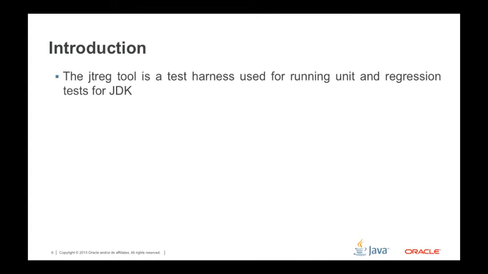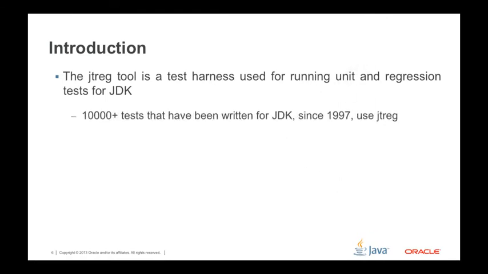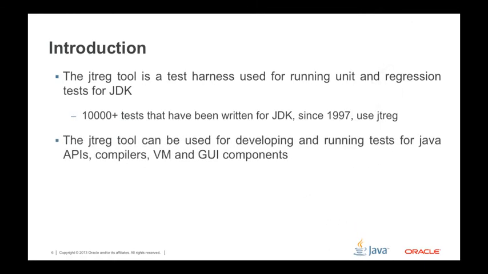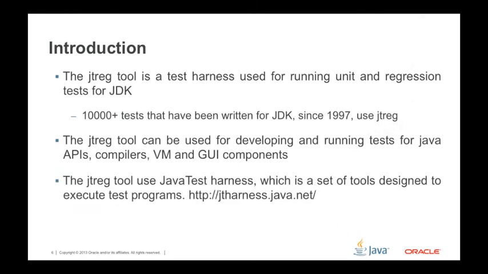The JTREG tool is a test harness used for running unit and regression tests for JDK. There are more than 10,000 test cases that have been written for JDK since 1997 that use JTREG. The JTREG tool can be used for developing and running tests for Java APIs, compilers, VM, and GUI components. The JTREG tool uses Java Test Harness, which is a set of tools designed to execute test programs. You can learn more about Java Test Harness by visiting the jtharness.java.net website.